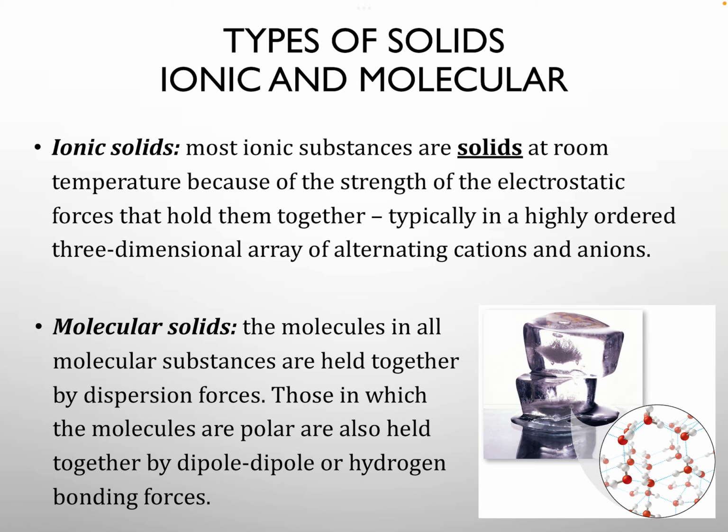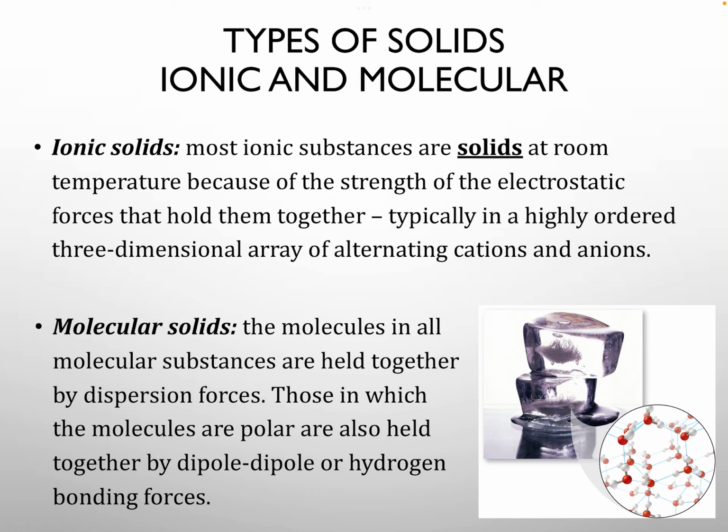Okay, so we have two different types of solids. We have ionic solids and we have molecular solids. Just like we had two different types of compounds. We had ionic compounds and we had molecular compounds. So ionic compounds will make ionic solids and molecular compounds will make molecular solids. So don't make that harder than it needs to be. All right, let's talk about each one.